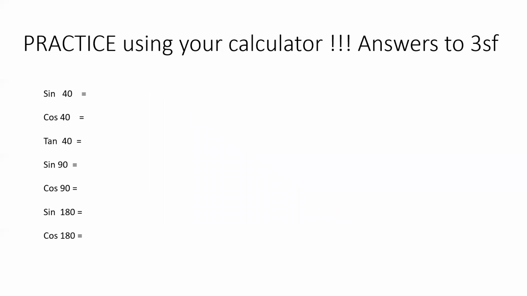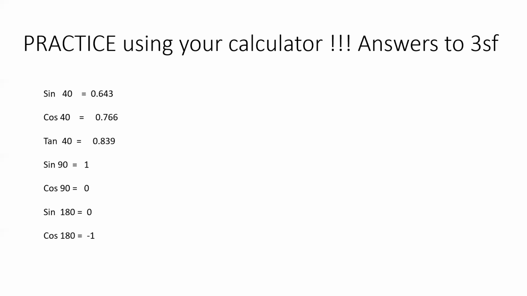So why don't you just practice a few of these now? Get your calculator out, put them in, and just see what it comes up with. Now, some of these are very important, like sine 90, cos 90, sine 180, cos 180. They're either zeros, ones, or minus ones, and those are ones you've got to get used to and hopefully know. So just write these down and pause the video while we do it, because I will, on the next slide, show you the answers.